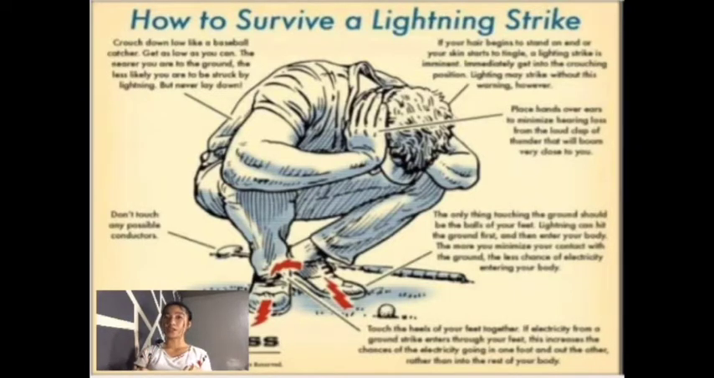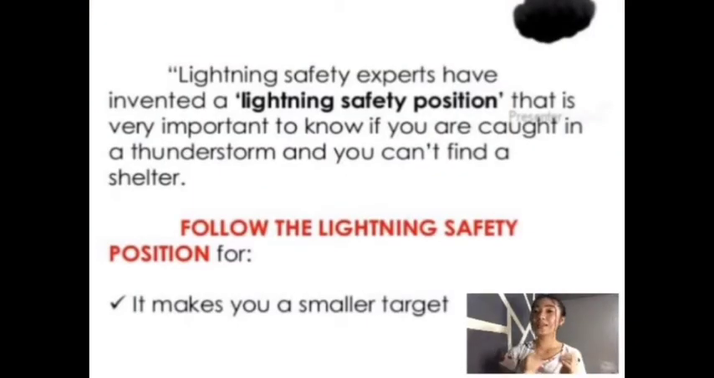Lightning can hit the ground first and then enter your body. The more you minimize your contact with the ground, the less chance of electricity entering your body. Touch the heels of your feet together. For example, these are the feet, and these are the heels of your feet. So, if the electricity from a ground strike enters your feet, this increases the chances of the electricity going in one foot and out the other, rather than into the rest of your body.